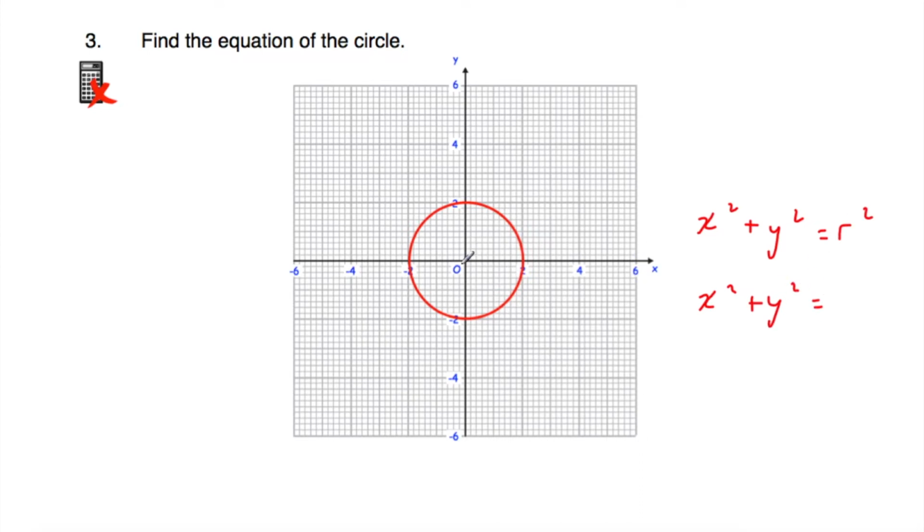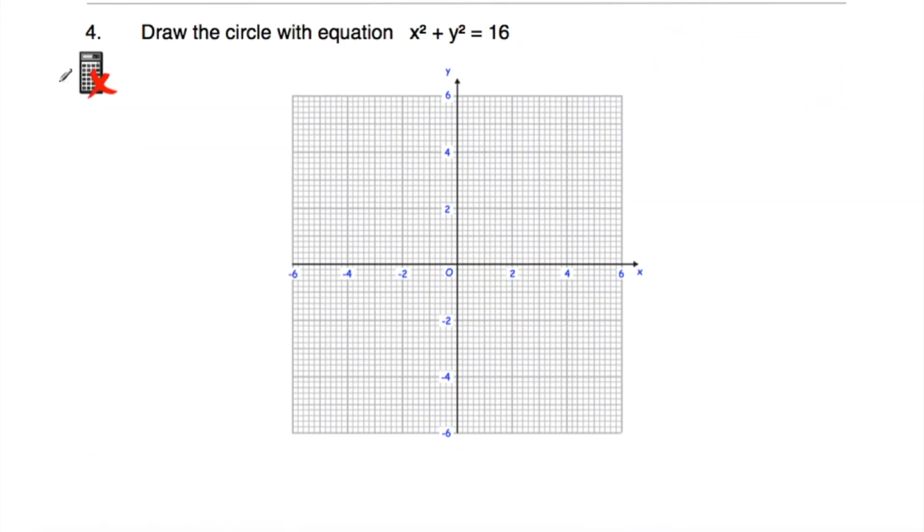The centre of the circle is the origin, the point 0, 0. It passes through the point 2, 0 here, so that means the radius of the circle is 2. So we're going to do x squared plus y squared equals the radius squared, which is 2 squared, and 2 squared is 4. So I would write it as x squared plus y squared equals 4, and that's the equation of that circle.